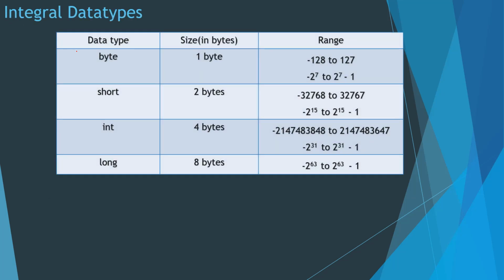Okay, integral data types. So we have four integral data types present in Java, and they are byte, short, int, long. And what does this size mean? It is the amount of space that it occupies in the memory. The byte occupies 1 byte of space, the short data type occupies 2 bytes, the int occupies 4 bytes, and the long occupies 8 bytes. For example, if your integer value is 10, it will occupy 4 bytes in the memory. Of course it will be stored in binary, but you got the point, right?